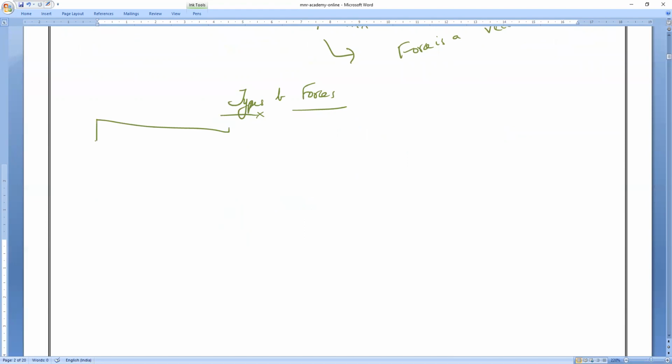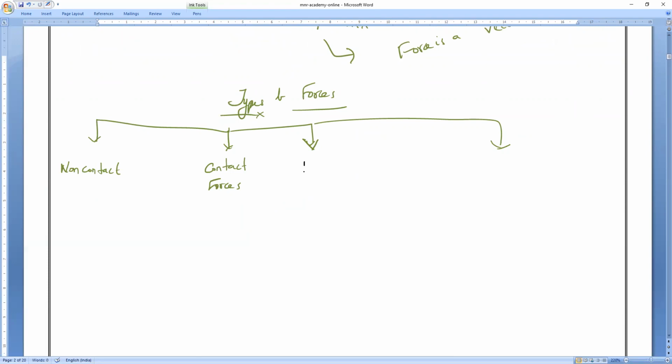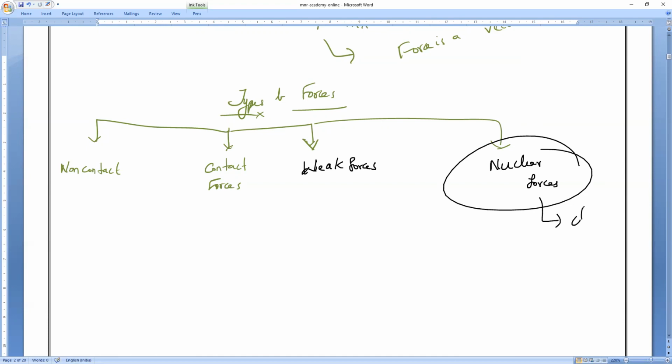Having totally 4 types of forces, different varieties. Of course, class 8 will study only 2. One is non-contact forces and the second one is what, guys? Contact forces. Third one is actually, even in the first chapter I used to tell you, what is the weakest force? Gravitational force. Okay. So the third one is weak forces. The last one is nuclear forces. Anyhow, nuclear forces we will study in class 12. So we don't have any touch here.